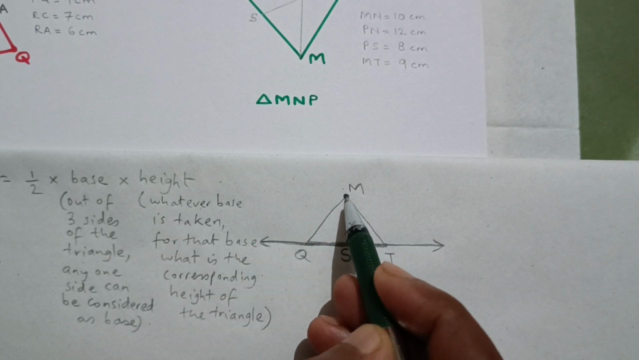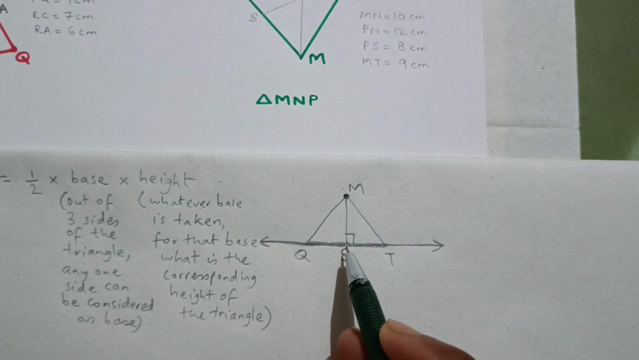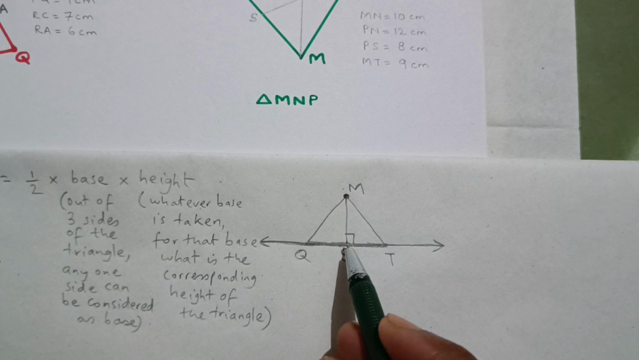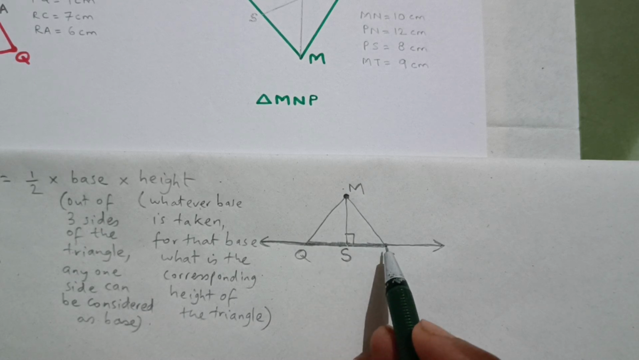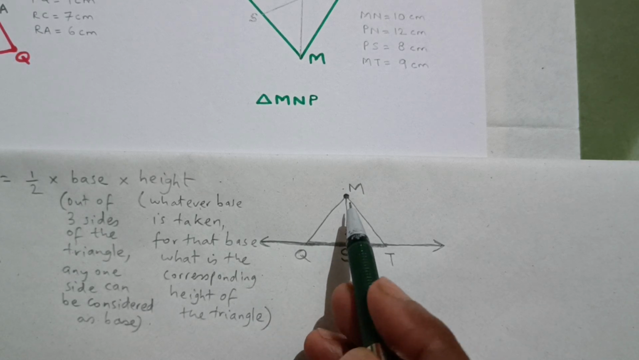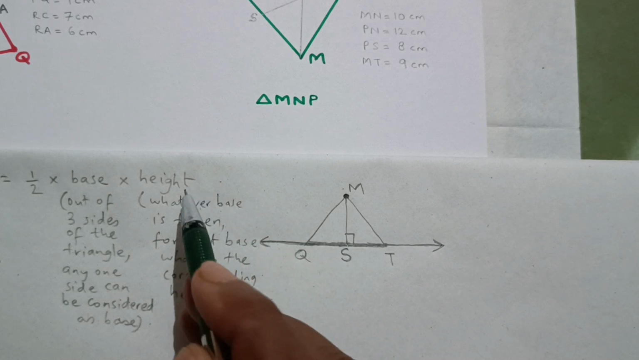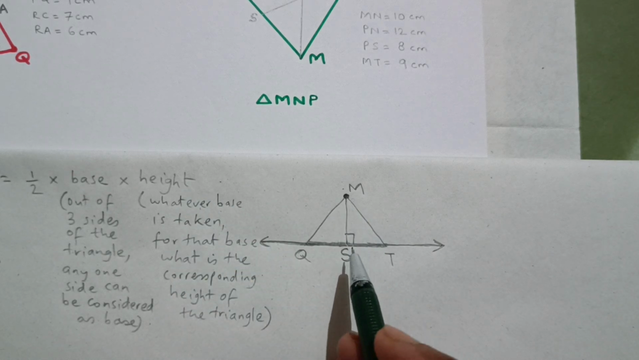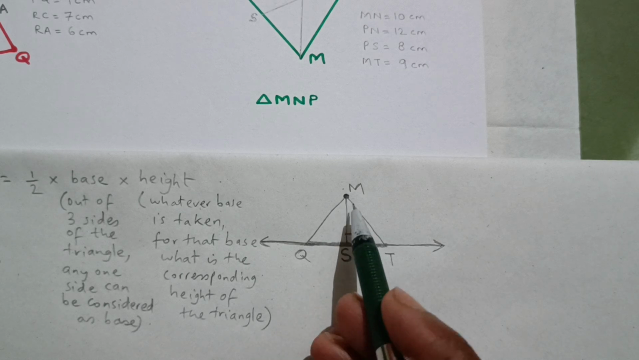Now height will be the line segment that starts from M such that this line segment will meet QT at an angle of 90 degrees. So this line segment will be perpendicular to the base QT. So that line segment will be the corresponding height for QT. So in this example, that line segment is MS.